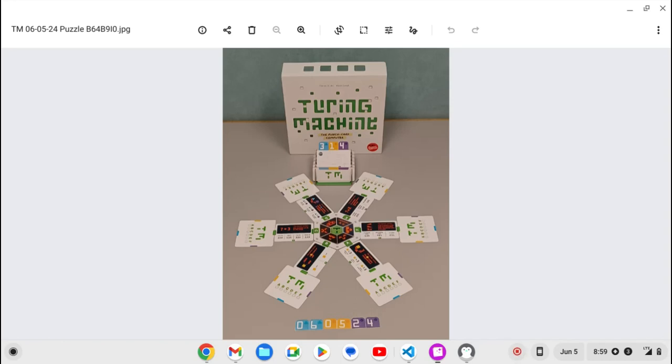Let's begin. Today is June 5th, 2024, and we're doing the Daily Turing Machine Puzzle. Today's puzzle uses 6 criteria cards with its 6 verification cards. Let's go to turingmachine.info for the details.